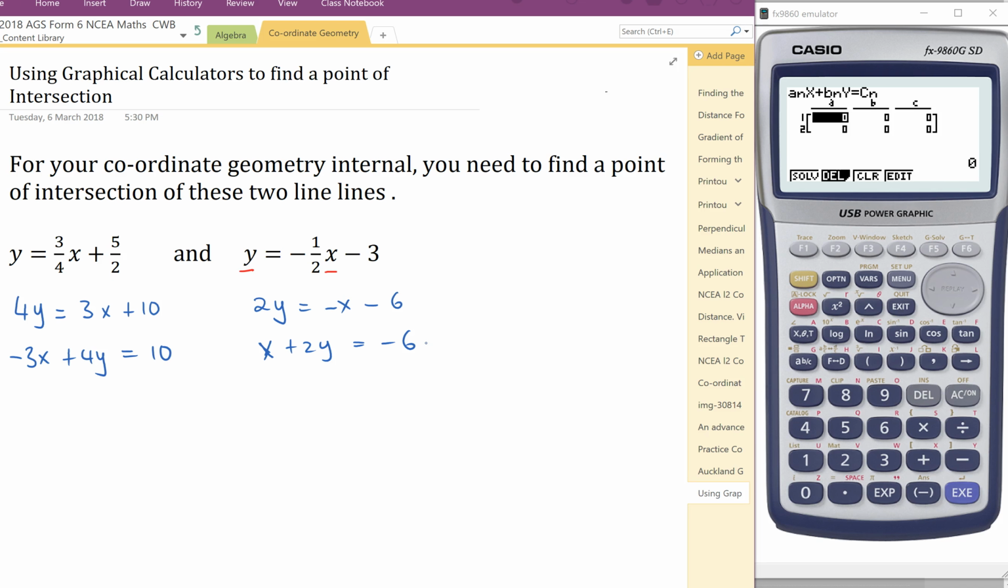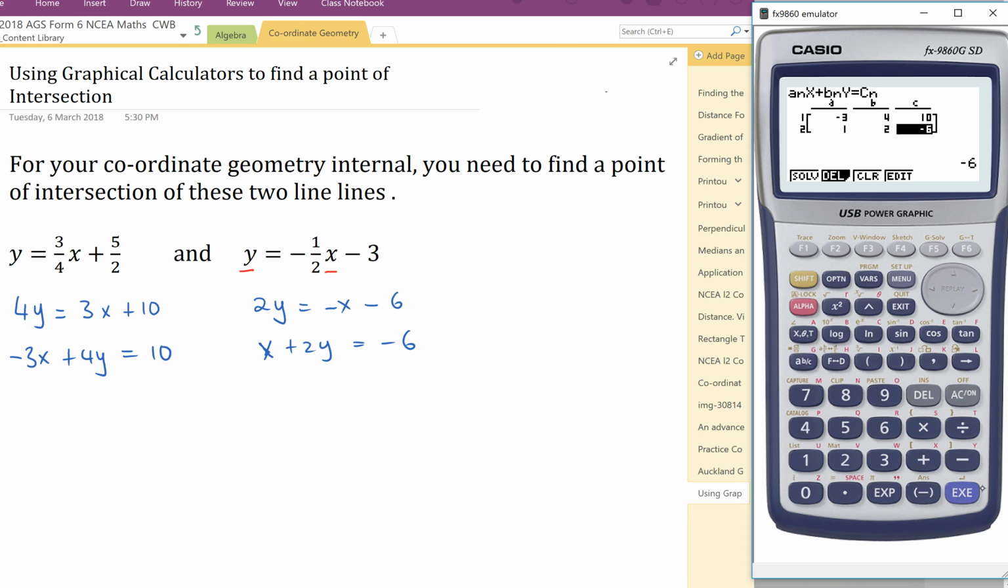So the coefficient of the x in the first one is going to be minus 3, so enter minus 3. The coefficient of the y is 4, positive 4, so leave it as positive 4. And the constant that I've got at the end is 10, so I press that. So we can see the three coefficients there, minus 3, 4, and 10 for the first equation. The second equation is much the same. The coefficient of the x term is 1, the coefficient of the y term is 2, and the constant that I have on the right-hand side is minus 6.